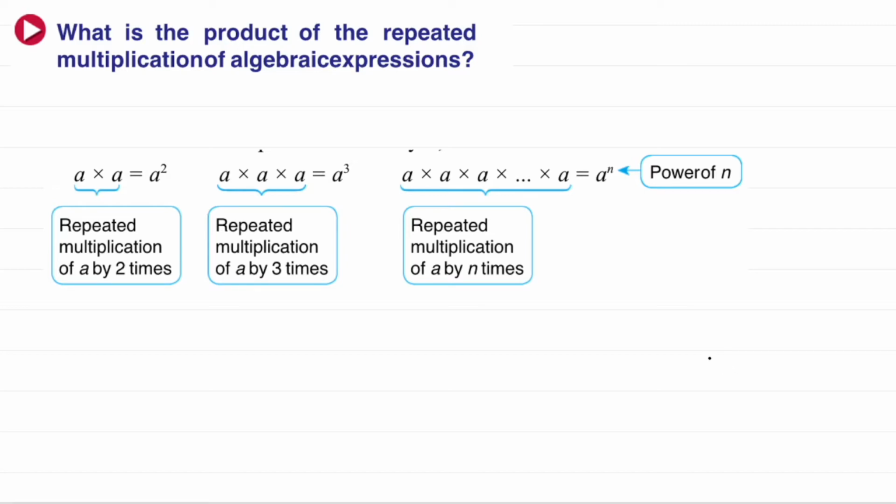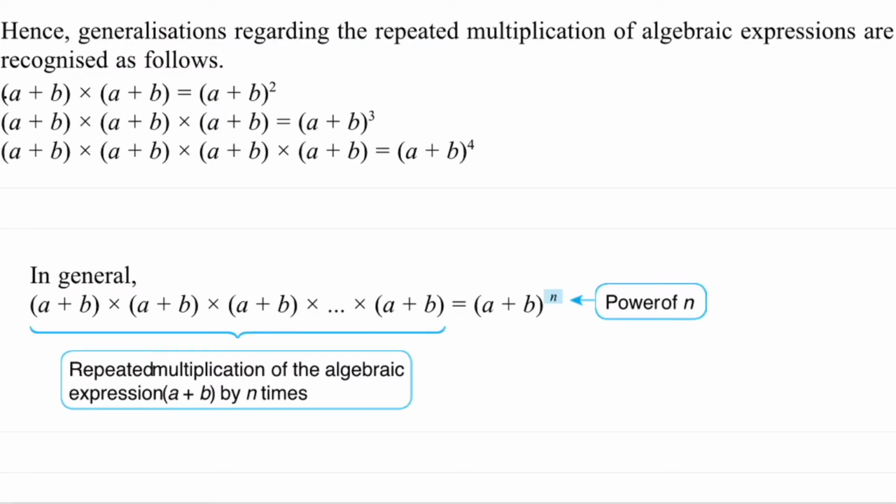So what is the product of the repeated multiplication of an algebraic expression? Kalau kamu ada a darab a, kamu akan dapat a kuasa 2. Kalau kamu ada a darab a darab a, kamu dapat a kuasa 3. Dan kalau kamu ada a darab a itu didarab selama n times, you akan dapat a kuasa n. So ini basic. So kalau kita extendkan lagi, if we have one bracket and then we multiply with the same bracket, kita akan dapat a tambah b kuasa 2. Kalau kamu ada 3 bracket, kuasa 3. Kalau kamu ada 4 bracket, dia akan dapat kuasa 4. Dan kalau kamu ada n bracket, dia akan dapat a tambah b kuasa n.